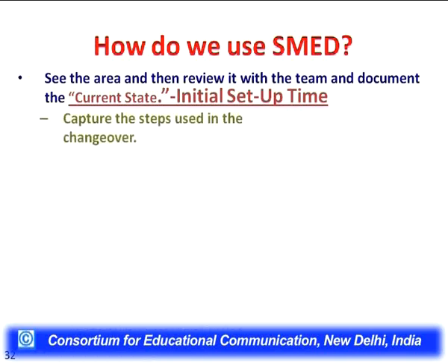Now, capture the steps used in the changeover. We have to see the different steps used in making the changeover, and we have to see them carefully and thoroughly. Document waste as it is observed. Under the first step, where we are capturing the steps used in the changeover, we have to map the entire changeover process. And we have to look for the waste which is visible on the map of the process.